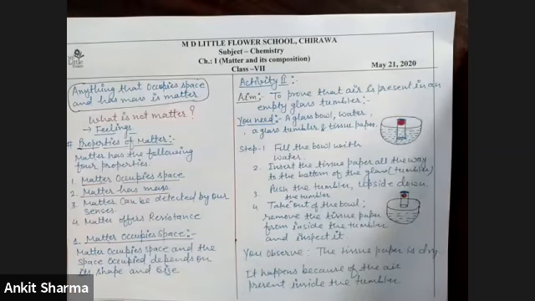Now, there are several properties of matter also. There are four properties. First is matter occupies space. There is an activity for that point. Matter occupies space, and the space it occupies depends on its shape and size. To prove that, we performed an activity, or we can say an experiment.